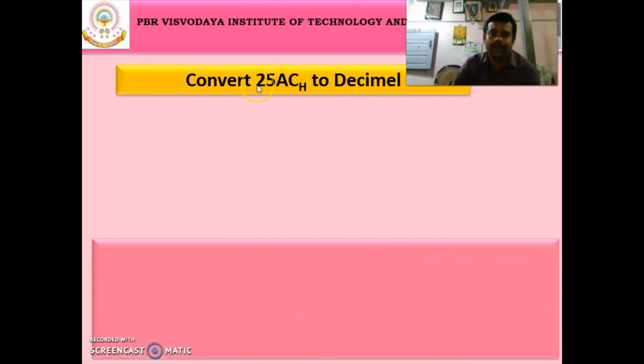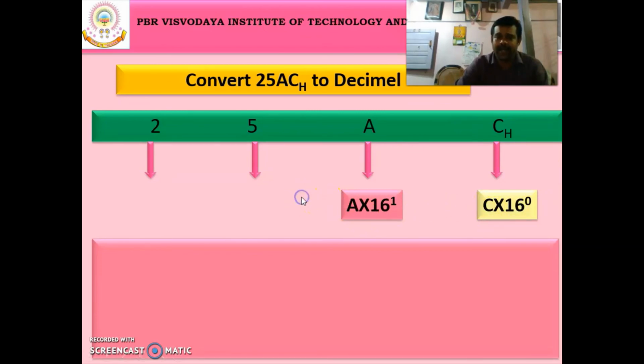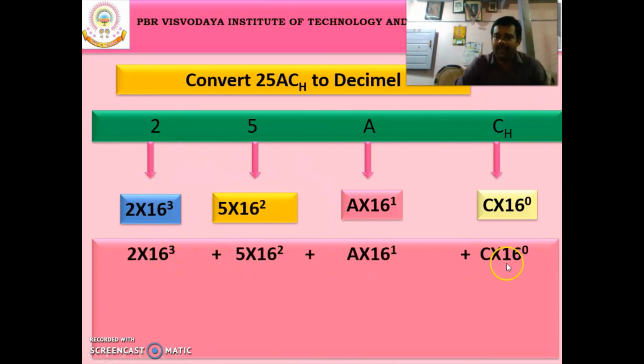Next problem, convert 25AC hexa to decimal. First we are writing the number. A is 10, B is 11, C is 12, D is 13, E is 14, and F is 15. And we are multiplying each number by its positional weight. So C into 16 power 0, A into 16 power 1, 5 into 16 power 2, and 2 into 16 power 3. Then we are adding all.